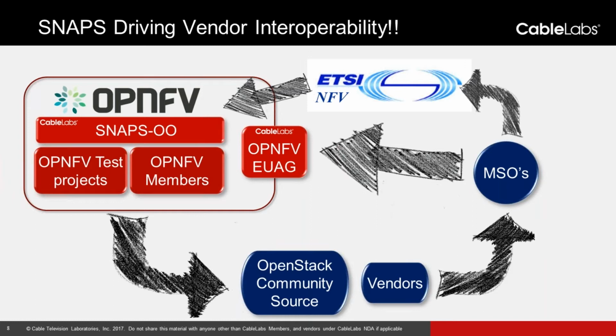So, I've talked a little bit about how do we drive feedback and how do we really influence open source? Because at CableLabs, we really want to multiply the effort that we put in. And that's why it's really good that we have some strong open source communities and relationships. We've actually written an open source library called Snaps-OO, which is an object-oriented set of Python libraries, which make it very easy to write tests and manage NFV applications.